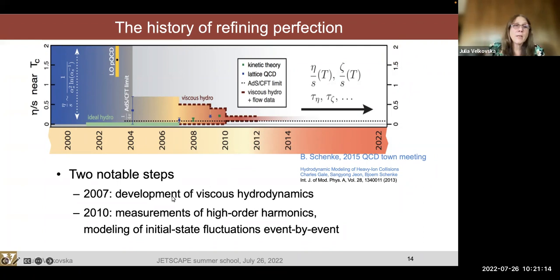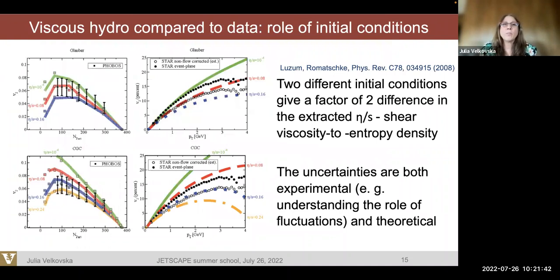Another step in our understanding came in 2010, when we realized that due to these event-by-event fluctuations in the initial state, even if you collide symmetric species, you can still have different higher-order harmonics that will give you a lot of information about the system. So the first comparisons to measurements using viscous hydrodynamics showed pretty good agreement with the data, given that these were the first comparisons. But depending on the initial state configuration, whether this came from a color glass condensate description or from a global model, the values that you found for eta over S were a factor of two different.